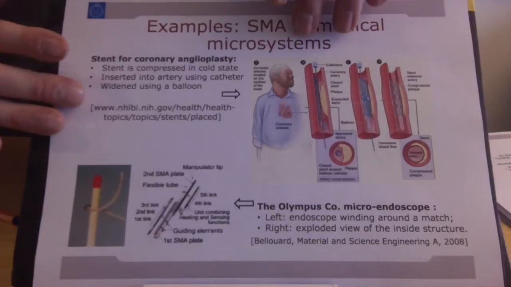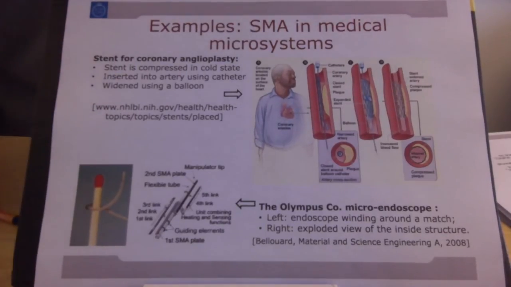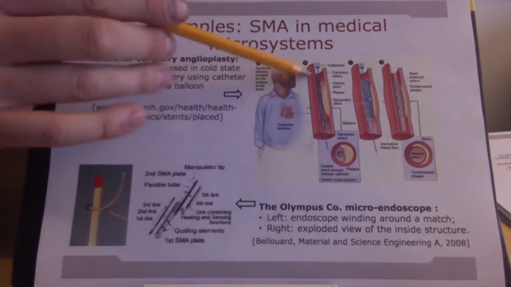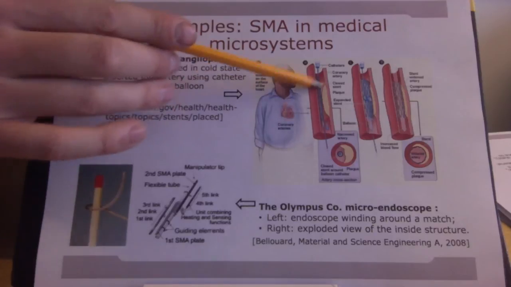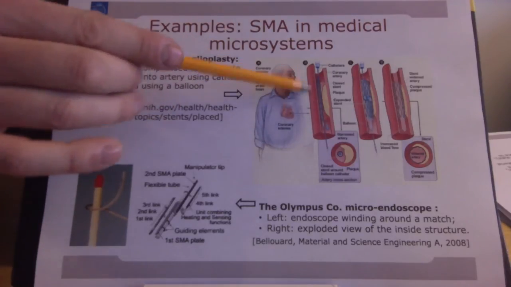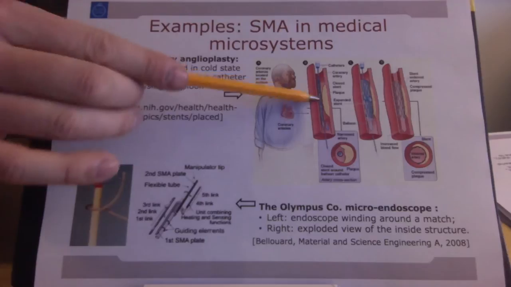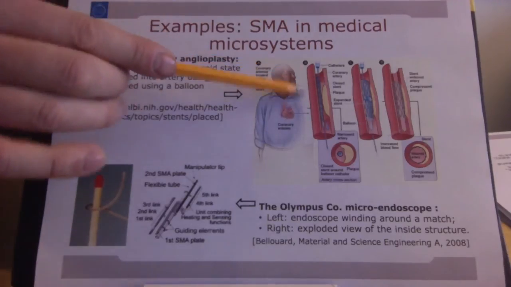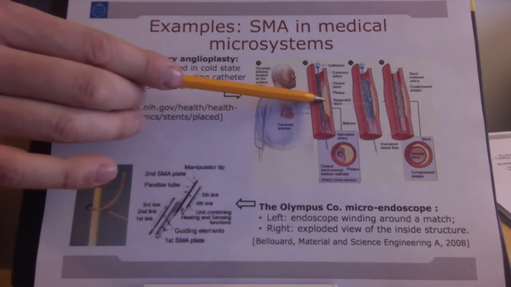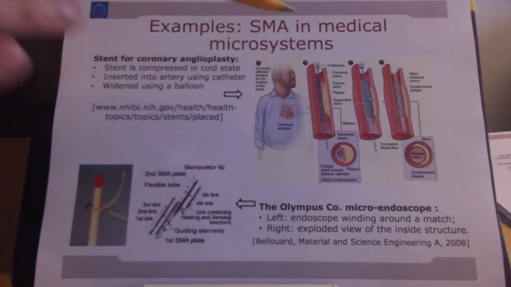SMA is often used in medical systems, not only microsystems, but also medical microsystems, but in medical systems in general. And probably one of the most common applications is that of stents for coronary angioplasty. So what is coronary angioplasty? Well, if you have a vein or an artery that is clogged by plaque, then of course there's a problem. For one, the heart will have to work too hard to get the blood through, so it's not good for the heart. Secondly, there's a risk that the clots free up and cause a stroke. So you don't want that.